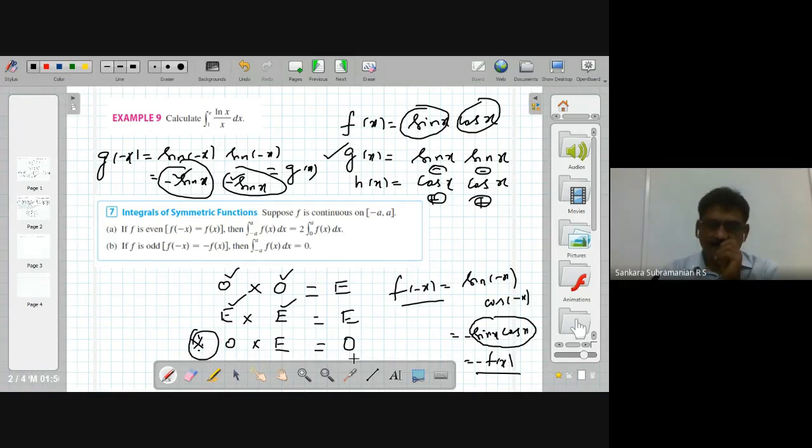Odd into even is odd, even into odd is also odd, odd into odd is even, even into even is even. That we have to make as a note.